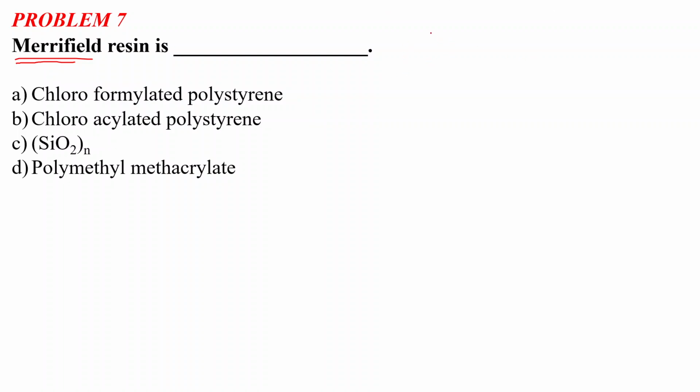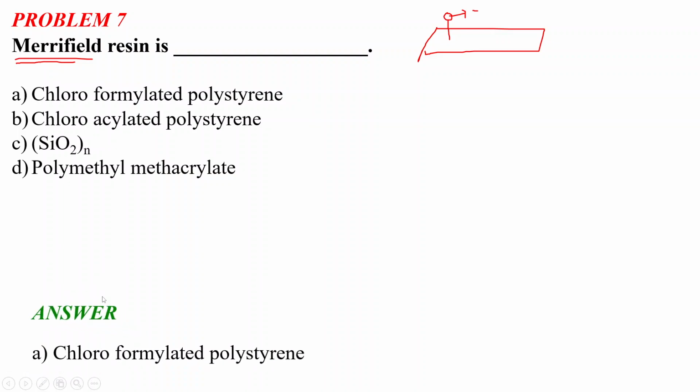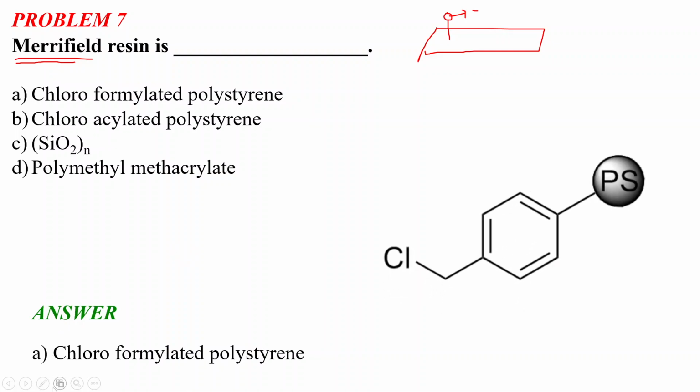A resin bead is basically a polymer bead which has a reactive site which will react with one side of the amino acid, and then sequential peptide bond formation will happen. Now first I will show you the answer and then we will discuss how it is happening. So the answer is chloroformylated polystyrene and the structure is like this.